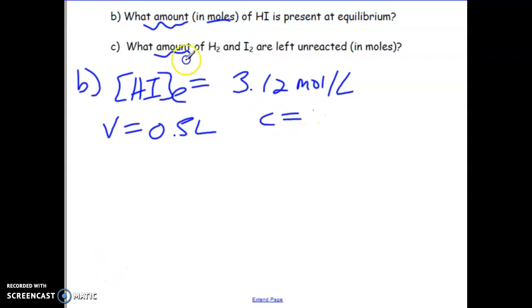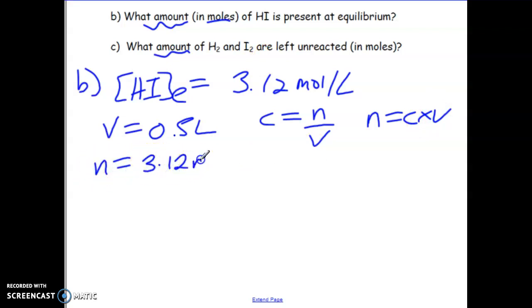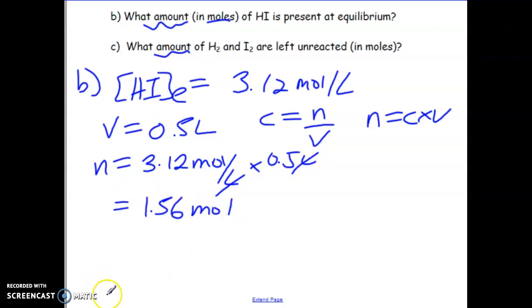So essentially what you're doing is you're just rearranging this formula to solve for the moles. You have the equilibrium concentration, you have the volume. We can solve for the moles at equilibrium, which is essentially C times V, right? So the mole value here would be 3.12 moles per liter times 0.5 liters, which of course gives us units of moles. So we have 1.56 moles, okay?